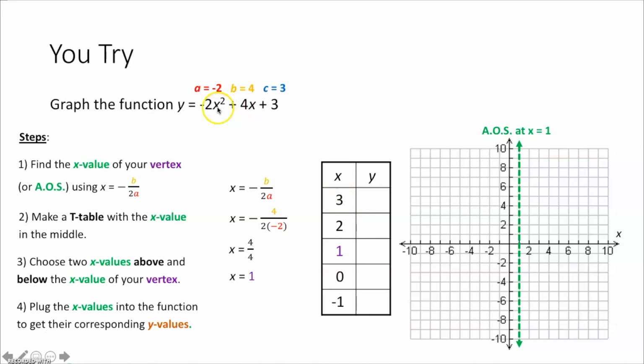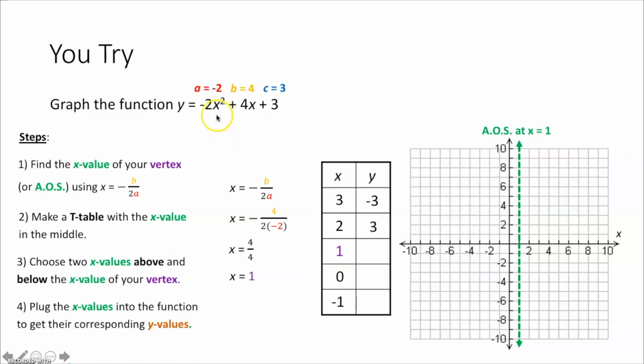So if I plug in 3, 3 squared is 9, times negative 2 is negative 18. 4 times 3 would be 12. So negative 18 plus 12 is going to be negative 6. Plus 3 is going to be negative 3. If I plug in 2, 2 squared is 4, times negative 2 is negative 8. 4 times 2 is positive 8. So 8 plus negative 8, that just becomes 0. Plus 3, that's 3. Plug in 1.